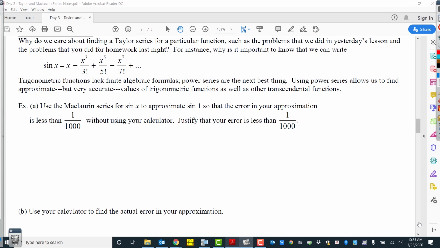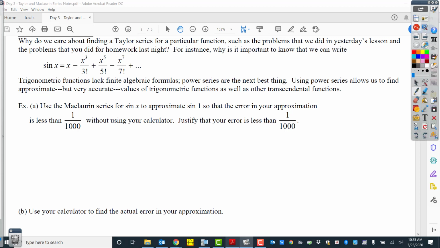Use the Maclaurin series for sine to approximate sine of 1 so that the error in your approximation is less than 1 over 1,000 without using your calculator. Now that sounds like a pretty heavy task. We can't even use a calculator for it. What are we going to do? Well, remember, if we look at the Maclaurin series for sine, we notice that it alternates and it decreases. So this means we can use the alternating series test. Now, I know that was one of the last things we covered before we went on break, but we can use it not as a check for convergence, but as an error bound.